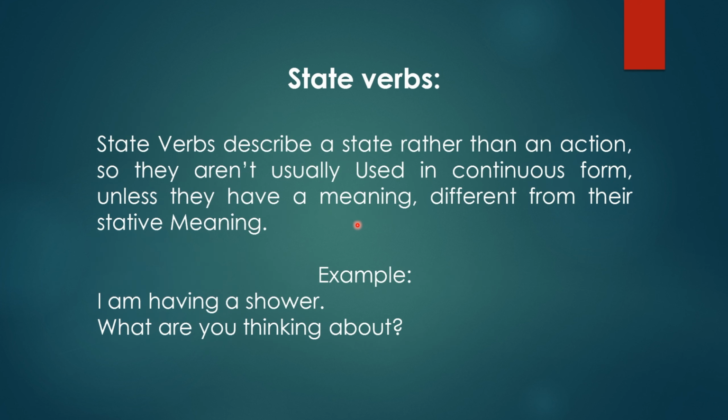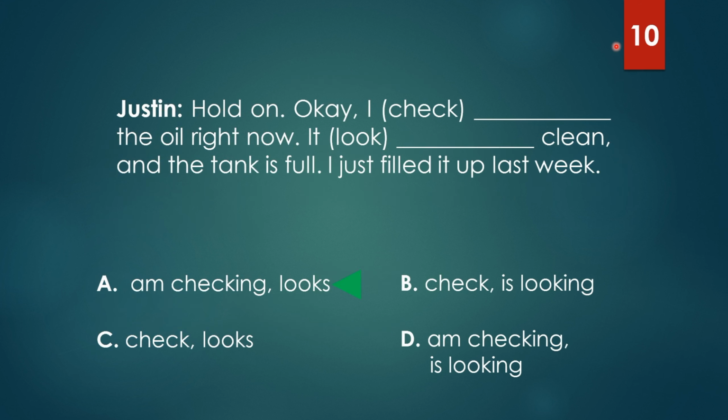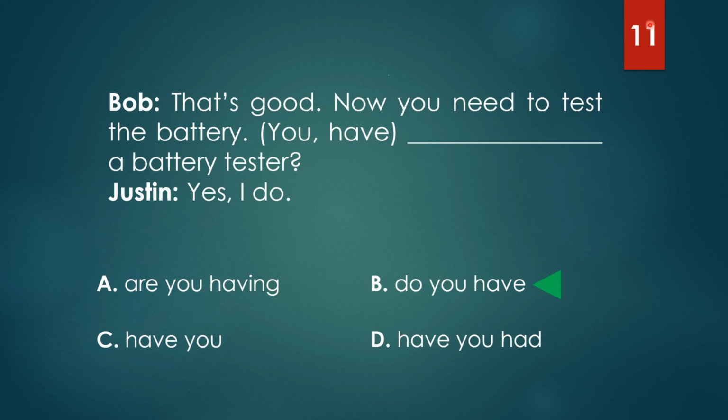There are some exceptions when they have a different meaning, like the verb "have." If it is used in the possessive form, we don't use it in progressive, but here "I'm having a shower" does not mean possession of something, it means an action. Well, these are the exceptions, but as we said, like test number 10, well, here it looks clean. The person was talking about the spark plug. It looks clean. Well, this looking is a state, not an action.